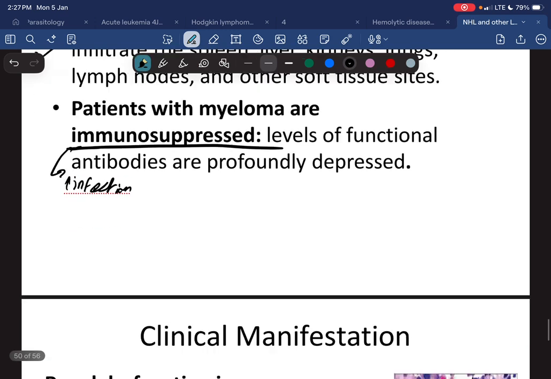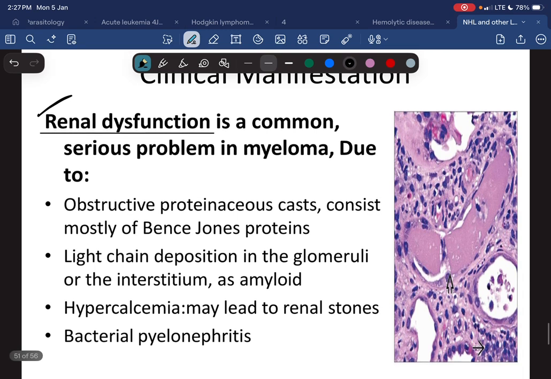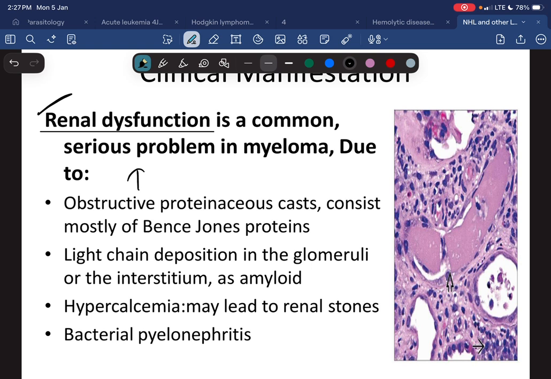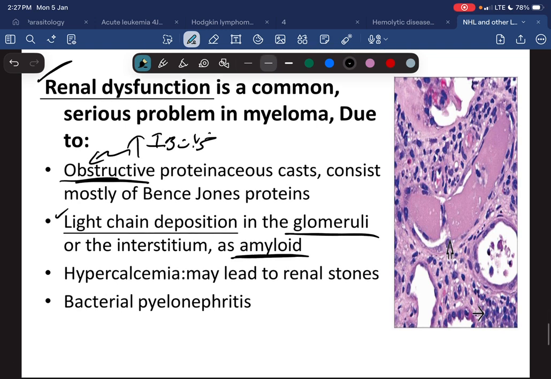Renal manifestation in multiple myeloma is common. What is the explanation of renal manifestation? First of all, the patient may present with obstructive proteinaceous casts. Immunoglobulins are proteins. They may obstruct the tubules in the kidneys and cause obstructive manifestation. These obstructions may be due to components like Bence-Jones proteins, which are light chains.